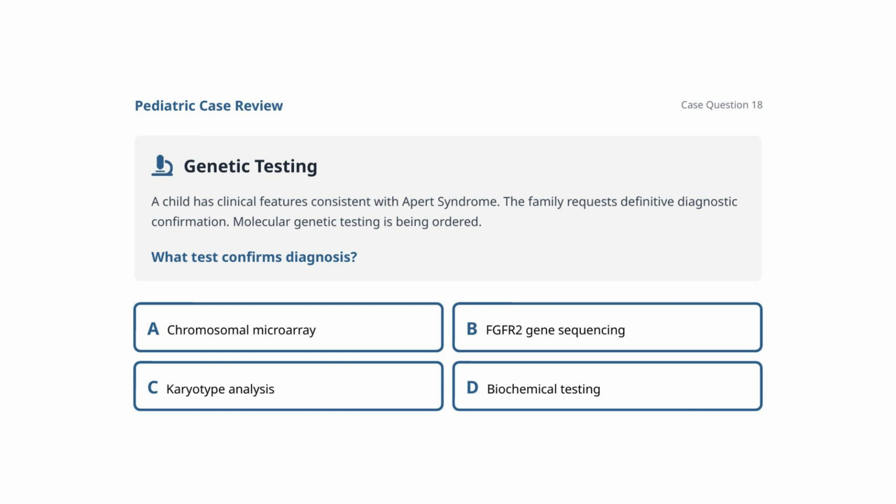A child has clinical features consistent with Apert syndrome. The family requests definitive diagnostic confirmation. Molecular genetic testing is being ordered. What test confirms the diagnosis of Apert syndrome?